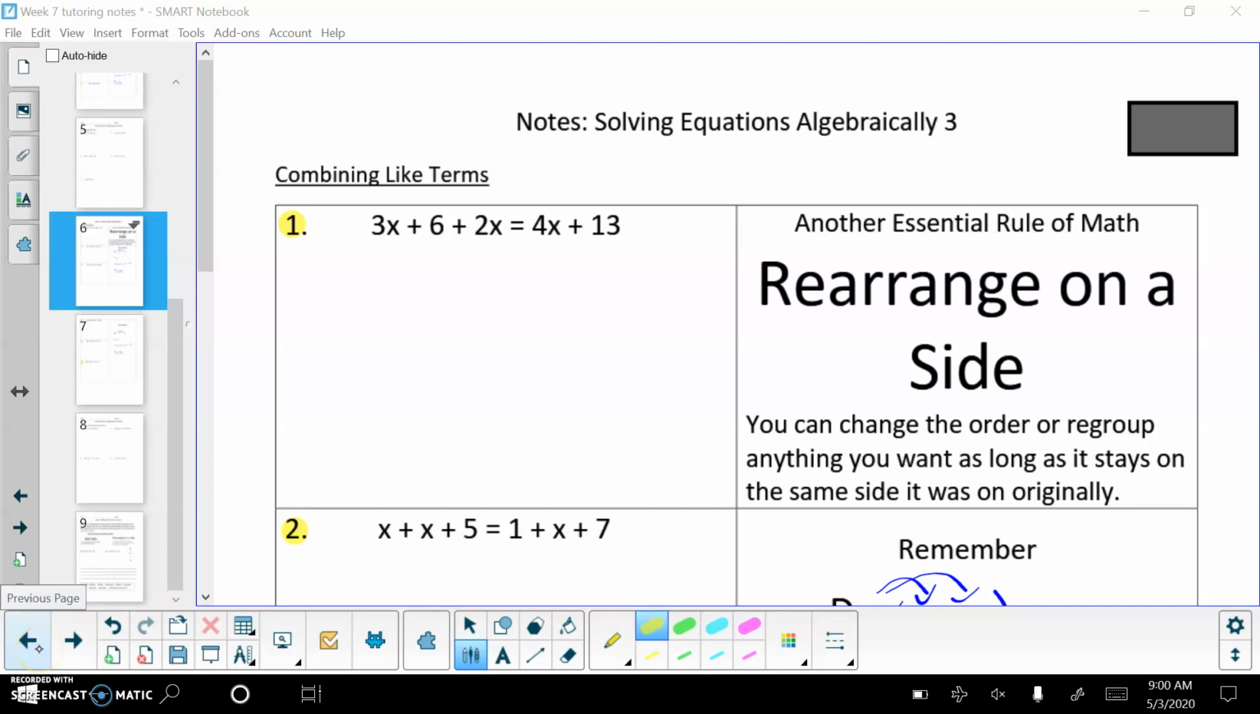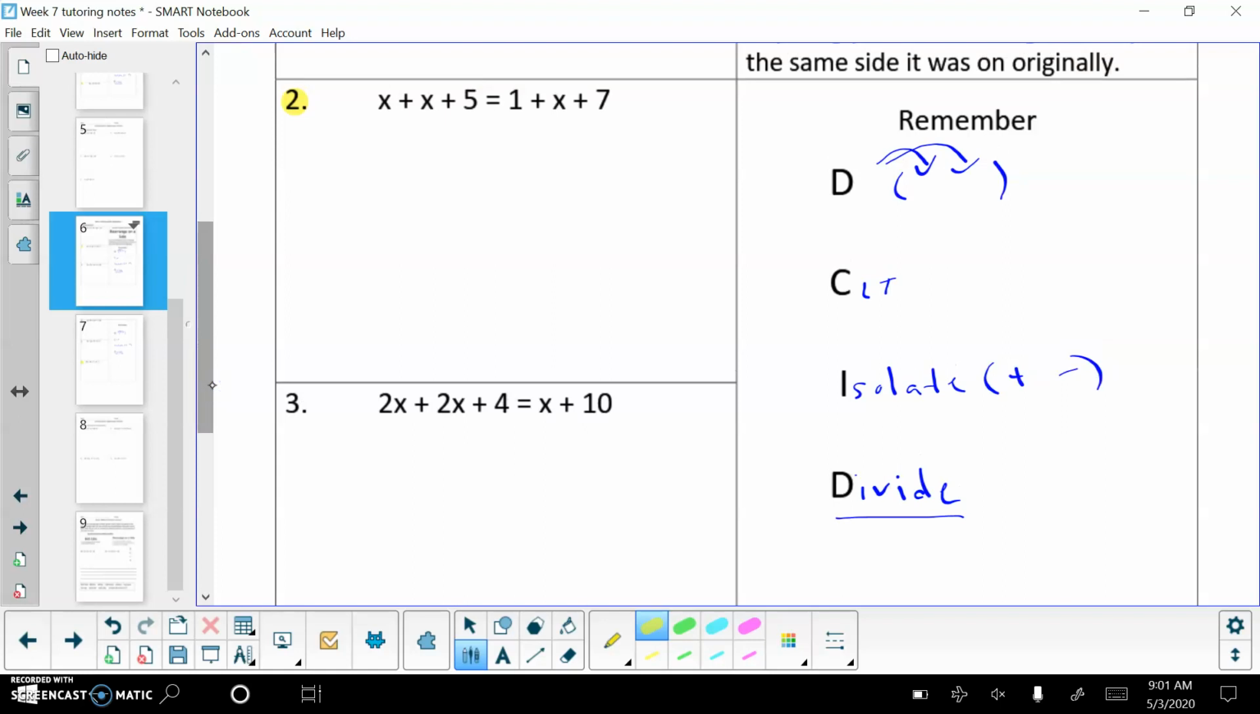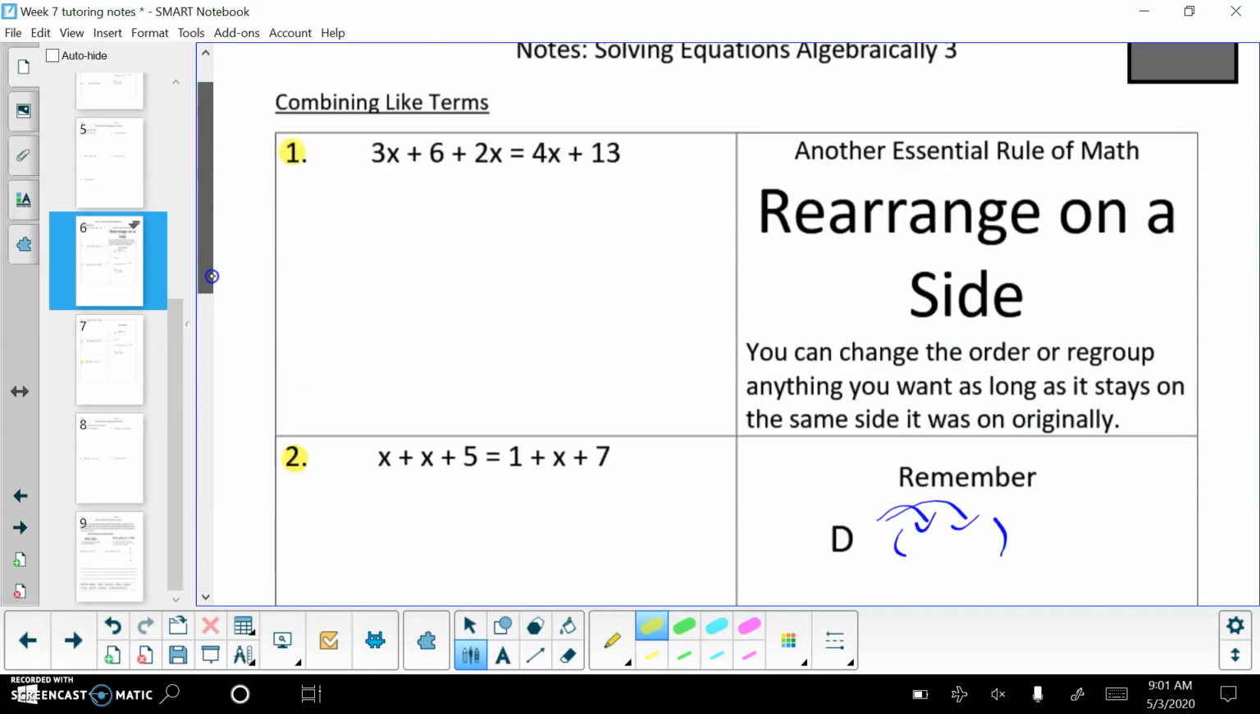Hello, this is our third tutorial on solving equations algebraically. We've done the first two with the simple equations and the ones with the variables and the constants on both sides. This one is going to involve our second step in our DCID acronym, combining like terms. We've done the isolate, we've done the divide. We're going to add the C for CLT, combining like terms with this one.